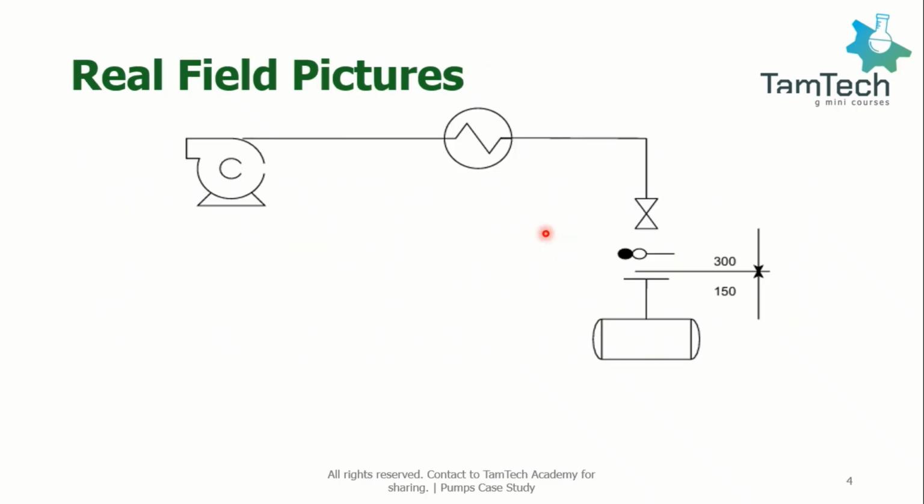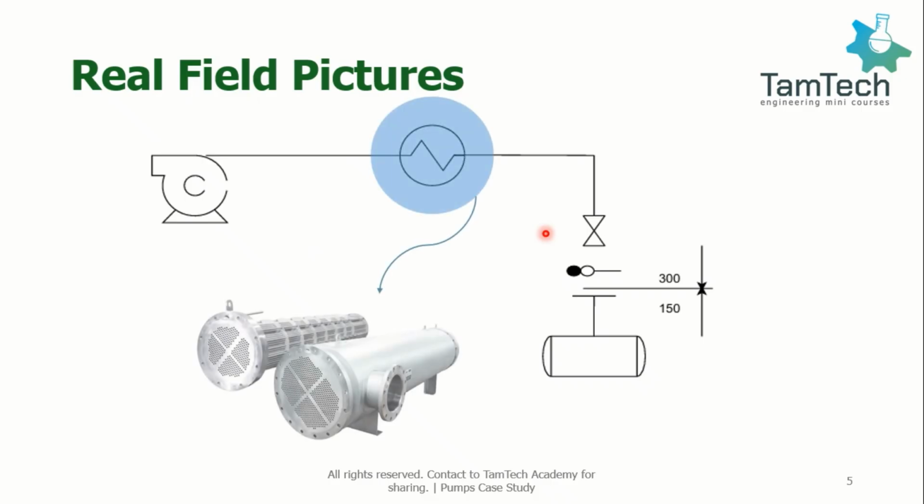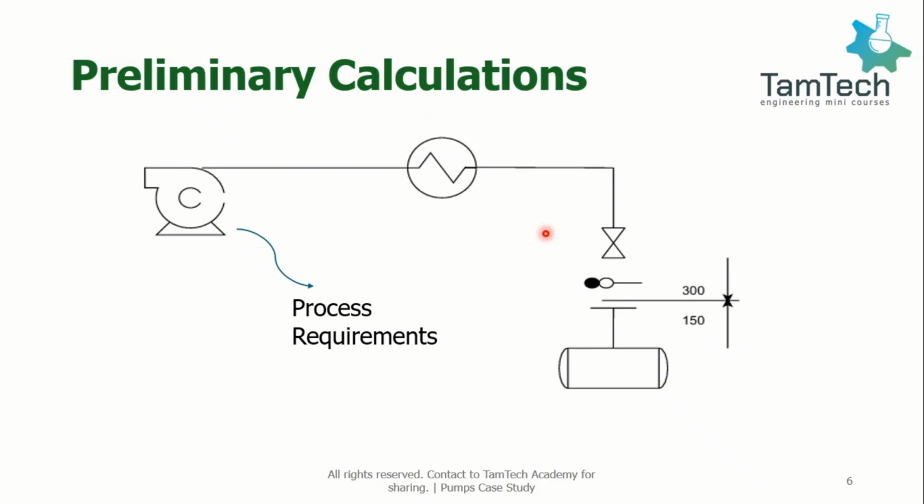In the design of a new petrochemical plant, a centrifugal pump was added to circulate the feedstock through a series of downstream equipment, including a heat exchanger. These are real industry pictures that you can see, and the exchanger was critical to the operation. The pump was selected based on process requirements. Its main specifications were made based on basic hydraulic calculations.